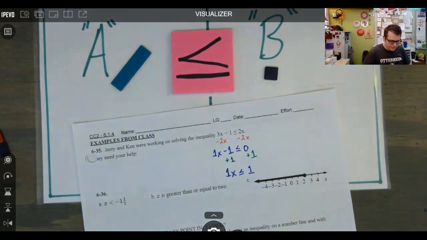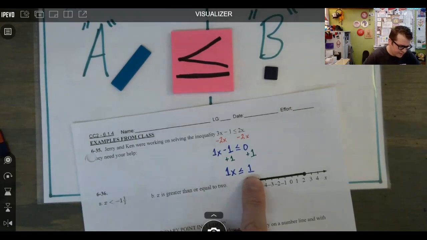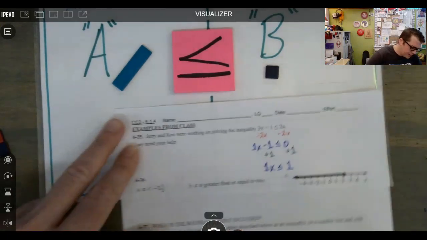Now this comes back to needing to graph these inequalities, which if you tried your 613 homework, you should already be practicing graphing some inequalities. So if you haven't tried that homework, you probably should. How do we graph x is less than or equal to 1? Well, first we need to draw our number line.